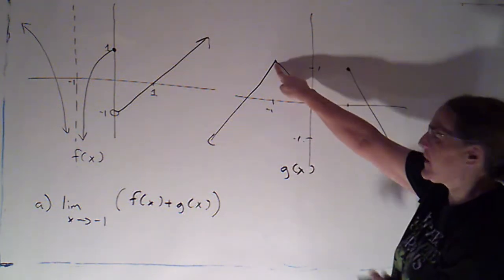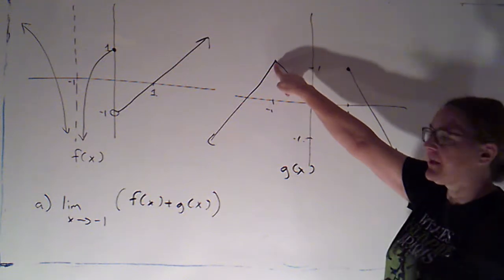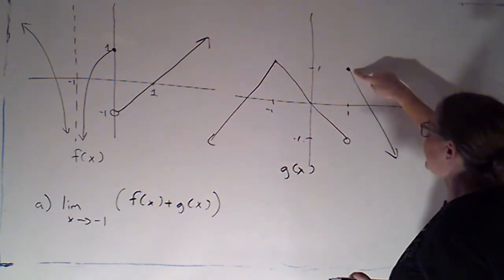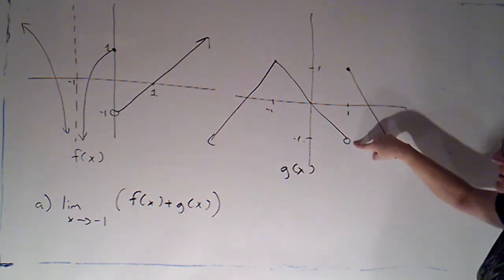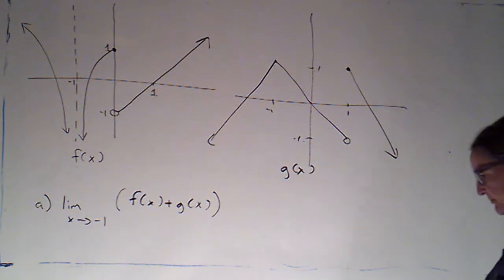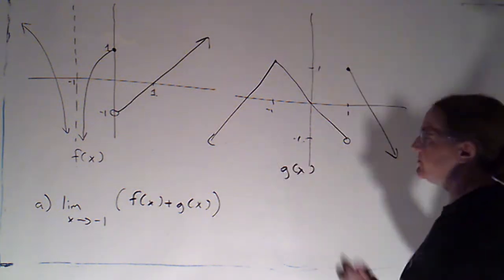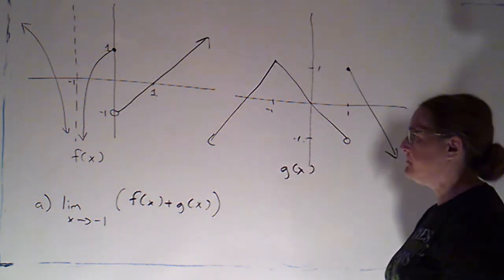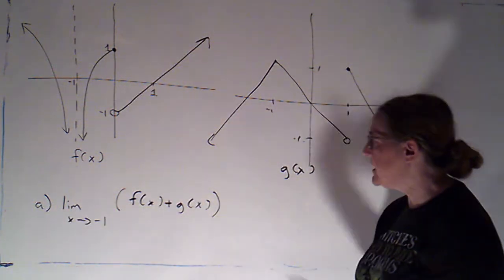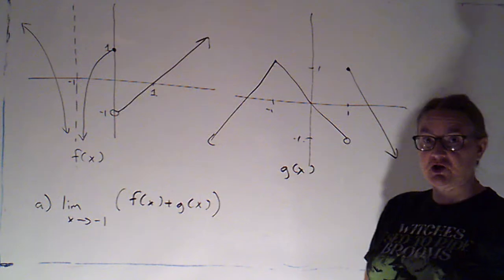So this point right here, it's clear on the final exam, is at (-1, -1). And this point is at (1, 1). And the hole is at (1, -1). There were grid lines drawn in on the final exam that I didn't draw as I copied things onto the board. Okay, so we're looking at the limit as x approaches -1 of f of x plus g of x.